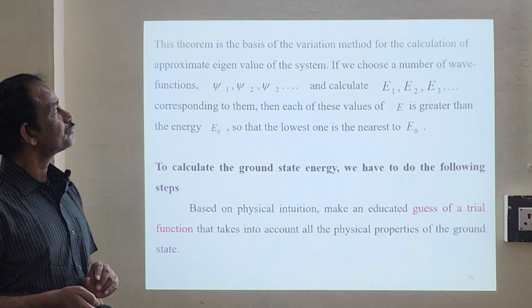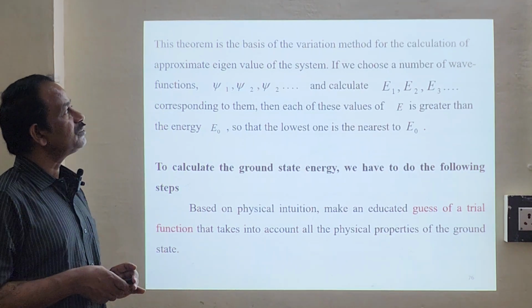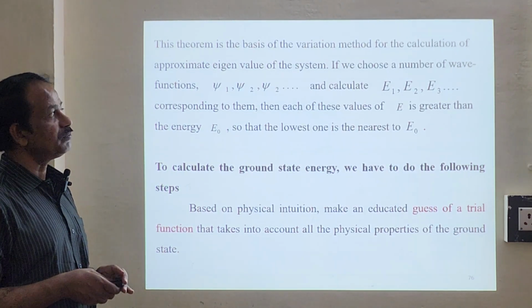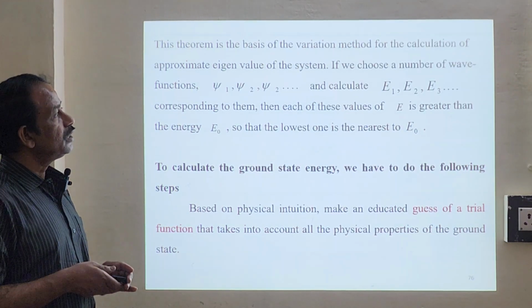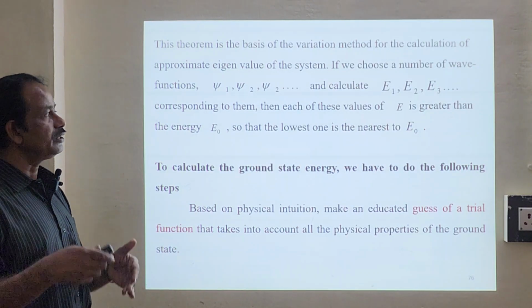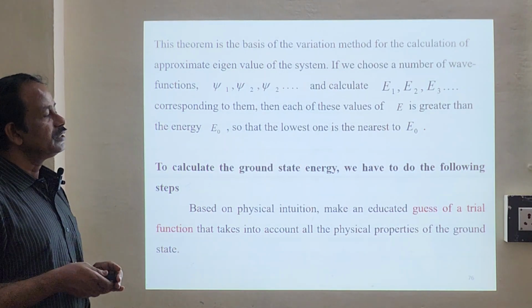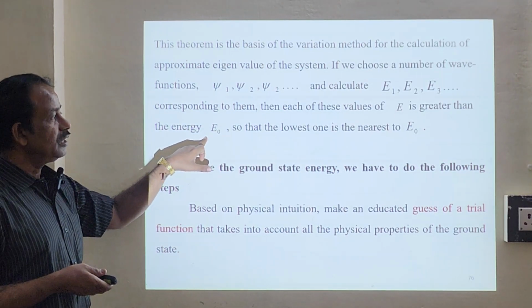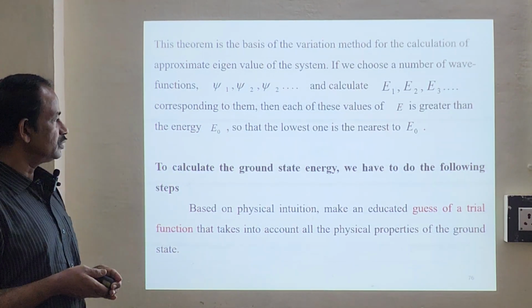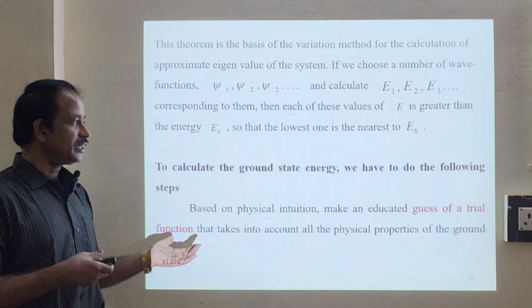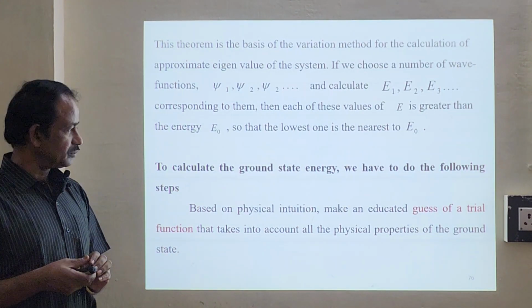Any doubt? This theorem is the basis for the variation method for the calculation of the approximate energy eigenvalue for the system. If we choose a number of wave functions psi1, psi2, psi3 and calculate E1, E2, E3 corresponding to them, then each of these values E will be greater than the actual energy, and the lowest one is the nearest to E naught.